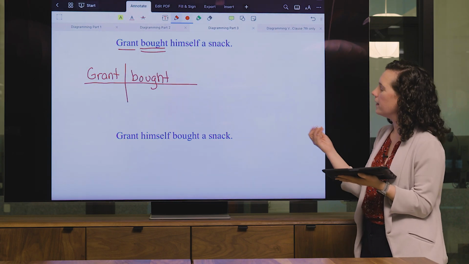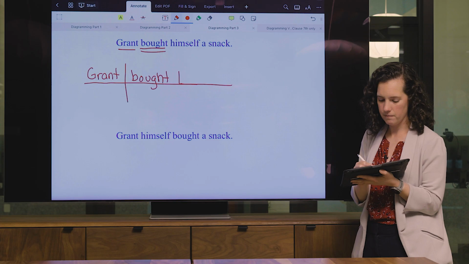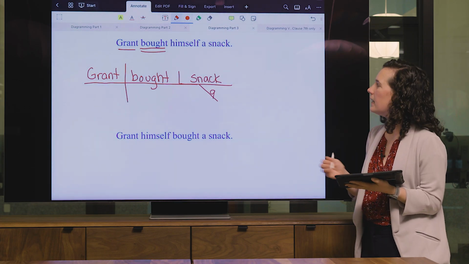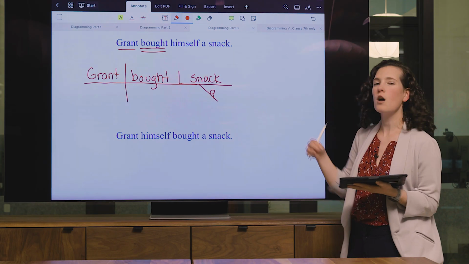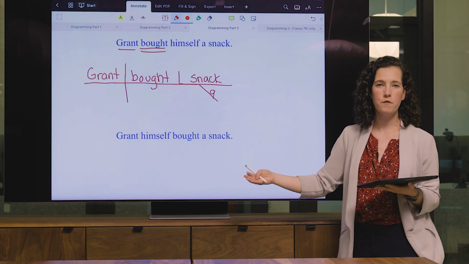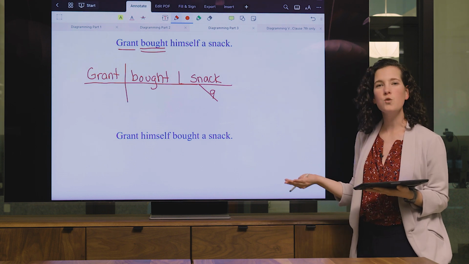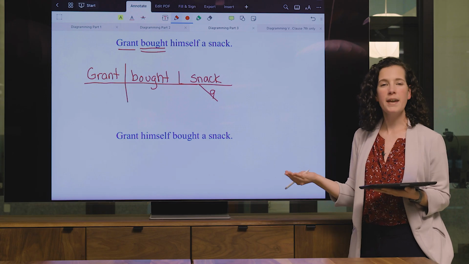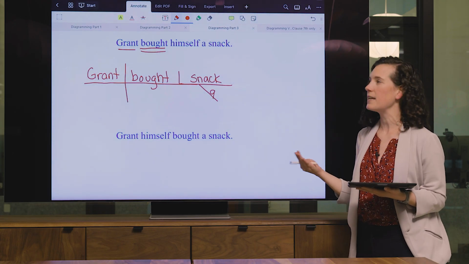And then he bought what? He bought a snack. Now we see he bought himself a snack. Himself tells you who he bought the snack for. If we took it out, the sentence would still make sense. Grant bought a snack, but we wouldn't have the whole meaning. We wouldn't know who he bought the snack for.